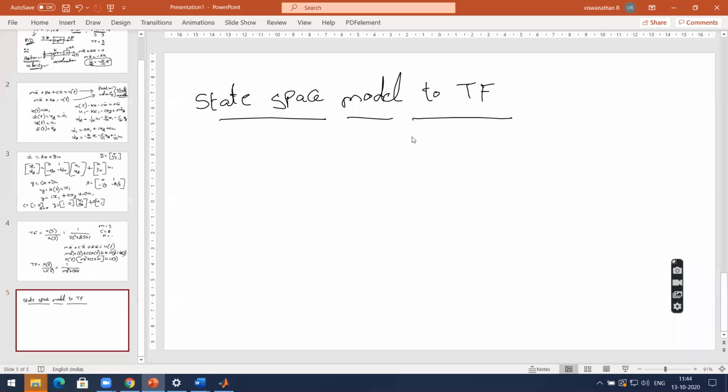Okay, state space model to transfer function. Why is this required? Any idea? What will be the use of this? The state space model is known as a multiple input, multiple output solution. We are converting it to single input and single output. You can solve these individually, instead of doing multiples at once.